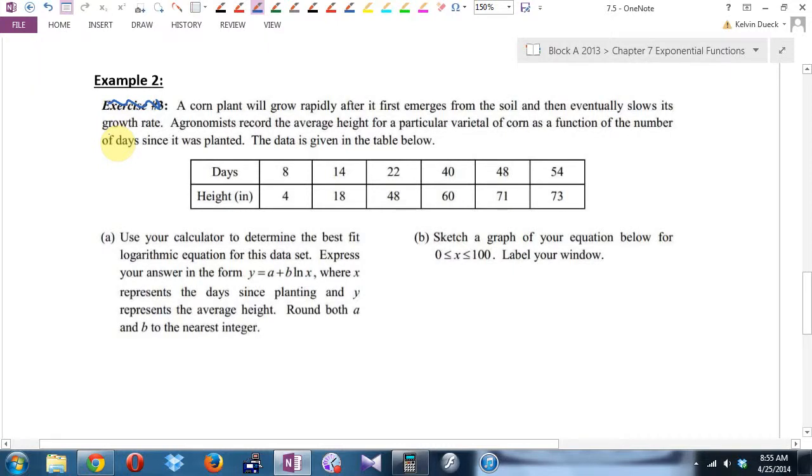A corn plant will grow rapidly after it first emerges from the soil and then eventually slows its growth rate. Agronomists record the average height for a particular type of corn as a function of the number of days since it was planted. Here's the data. Well, let's try letting that be x, let's try letting that be y, and let's see if it looks like a logarithmic graph.